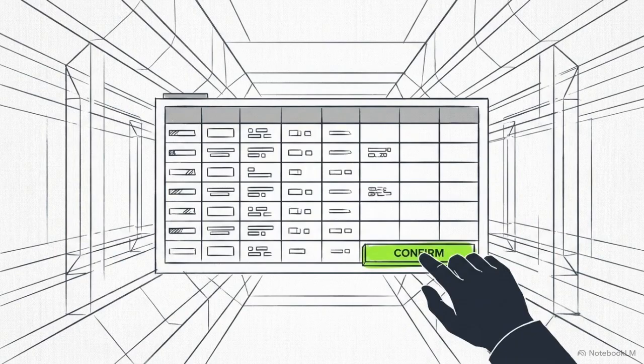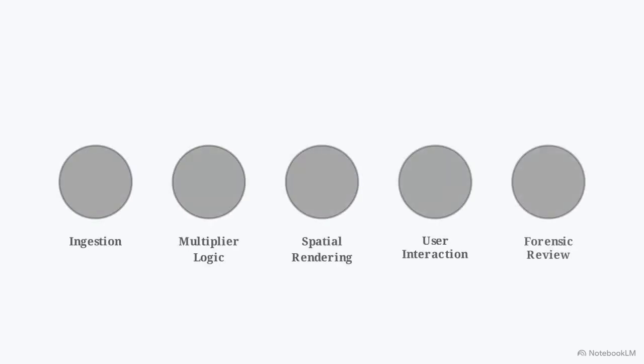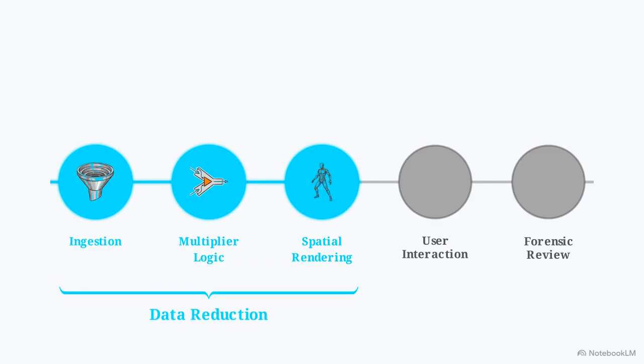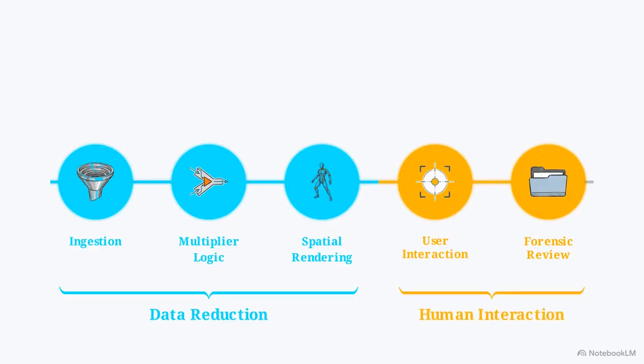This flowchart maps our visualization architecture into 5 distinct phases. The first half reduces data noise by ingesting raw logs, aggregating them through multiplier logic, and rendering spatial targets. The second half handles user interaction, transitioning from high-speed spatial pattern recognition to paused data review.